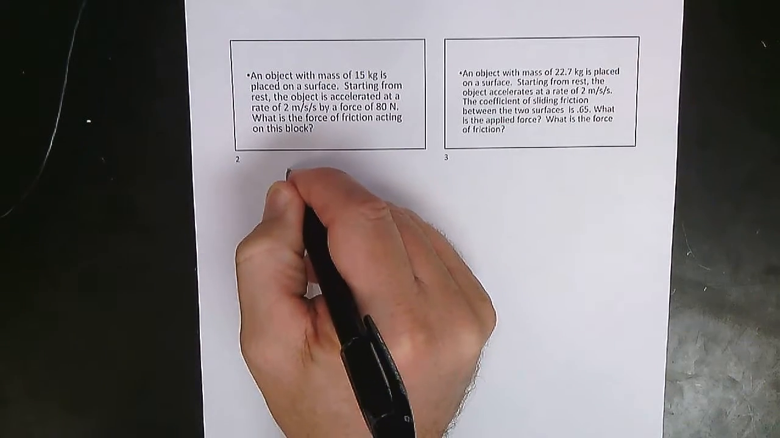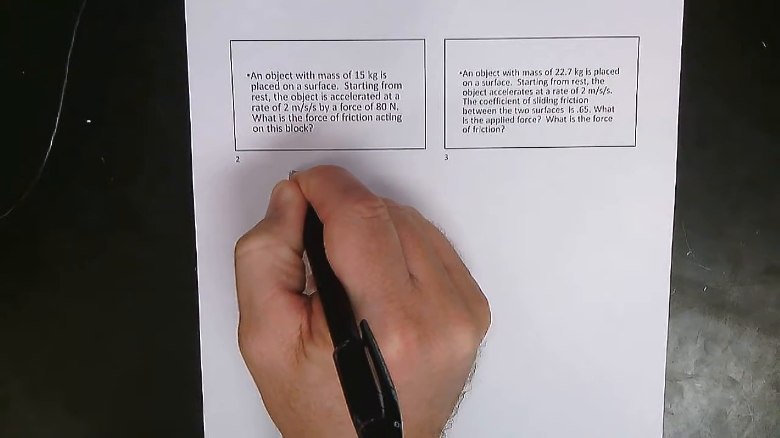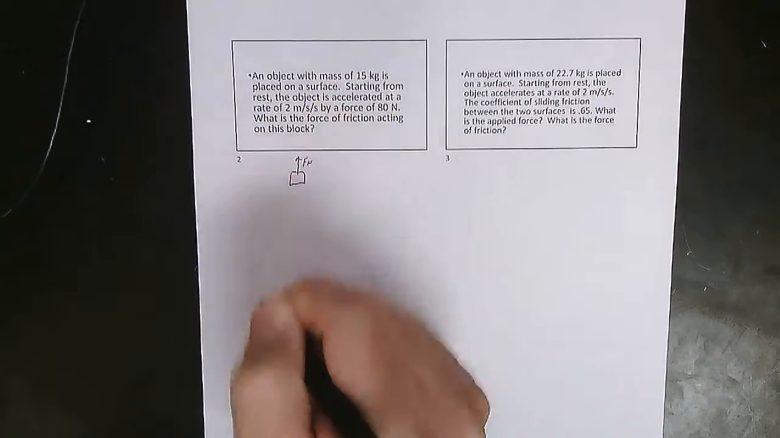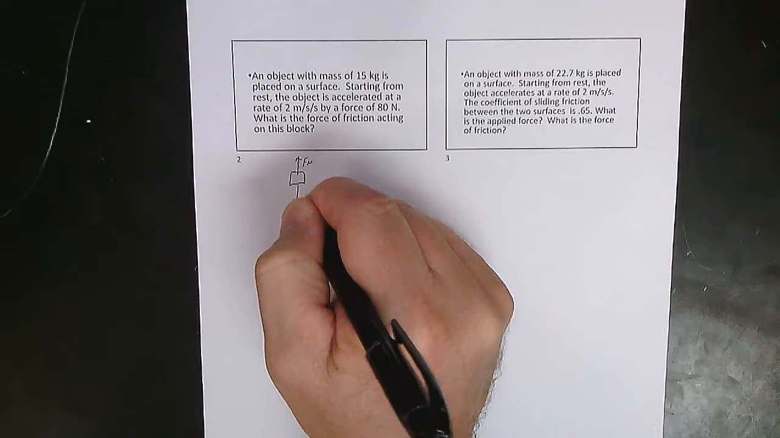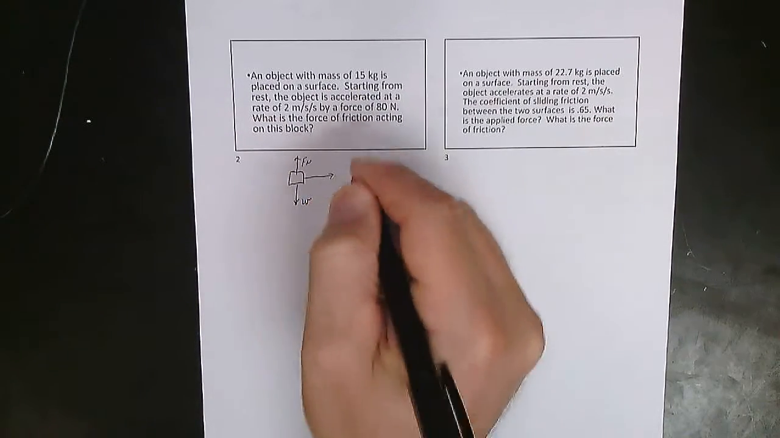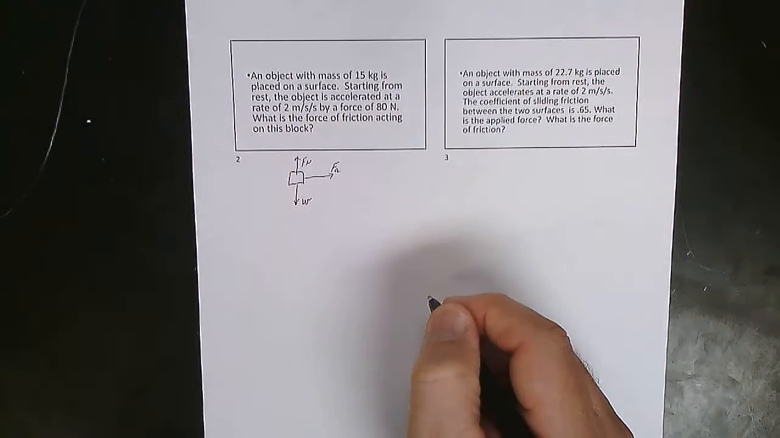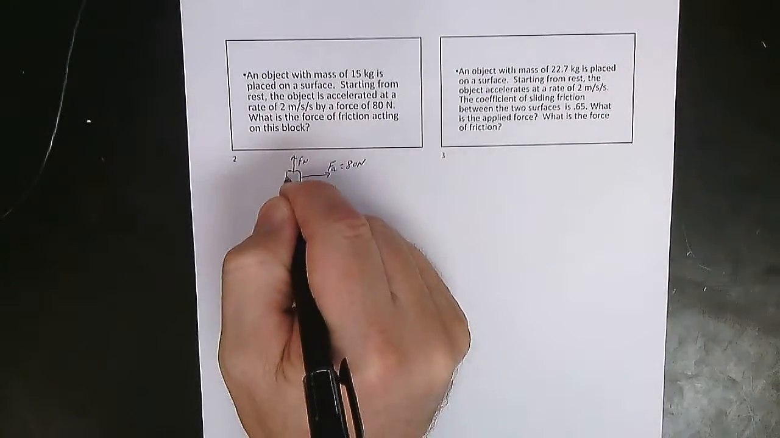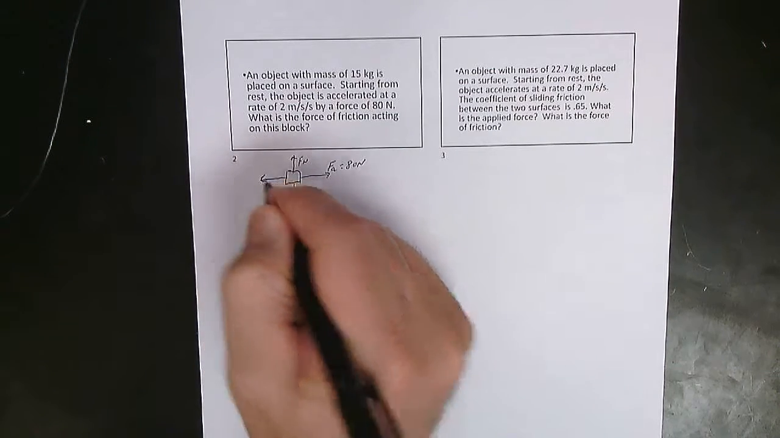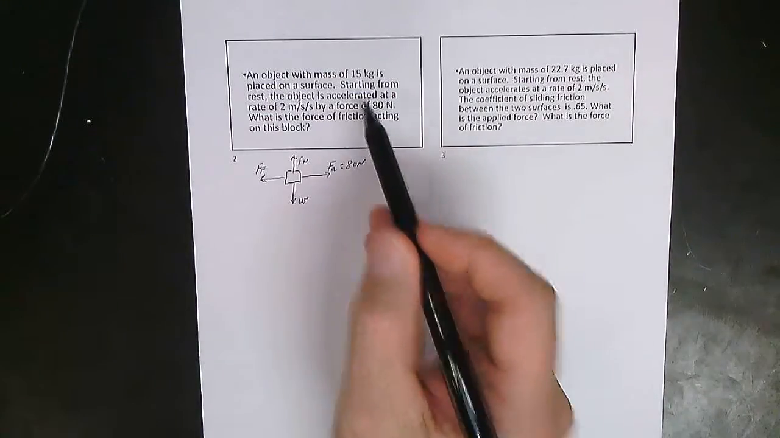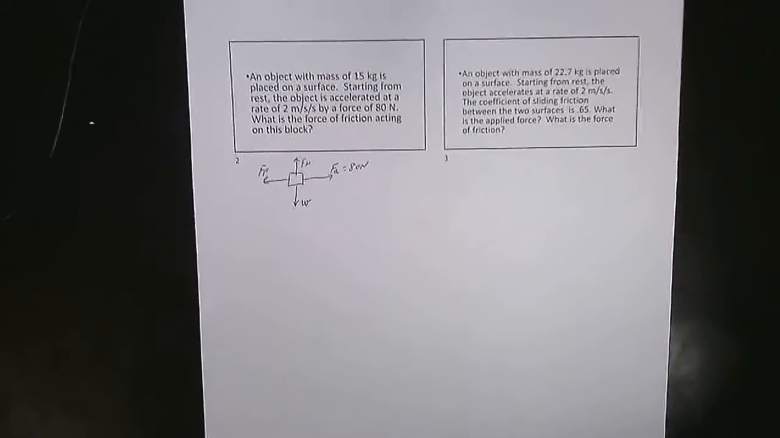So, we're going to start this exactly like we have been. Here's our object. It's on a surface, so there's a normal force pushing up. The weight of the object is going down. There's some applied force, I'm going to label it F sub A, that's equal to 80 newtons. And then the force of friction's job is to oppose motion, so the force of friction is acting in this direction. And we know there's an acceleration because the problem tells us that there's an acceleration.